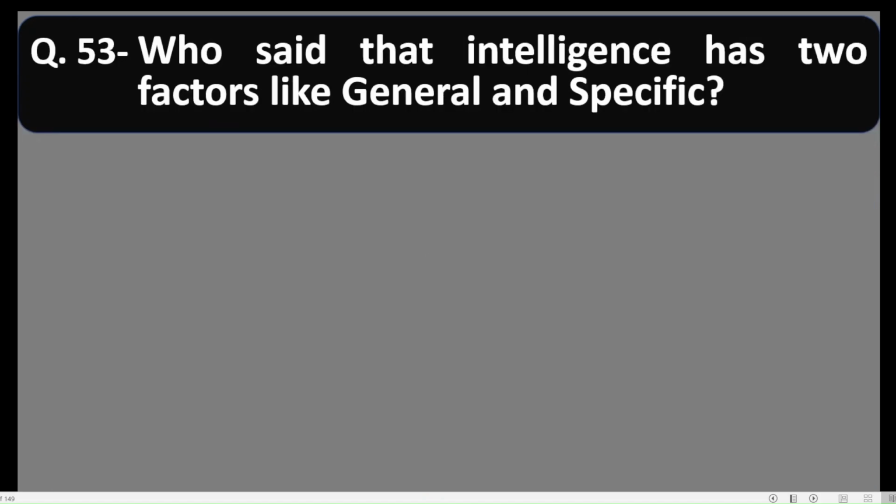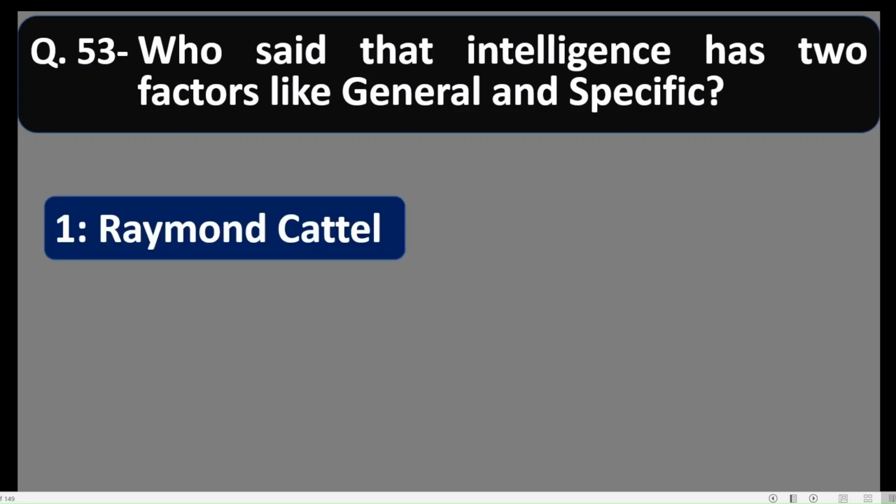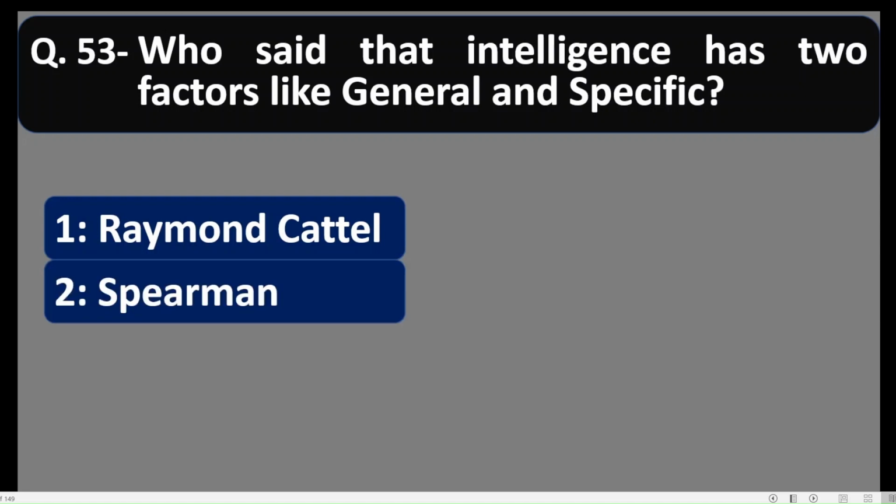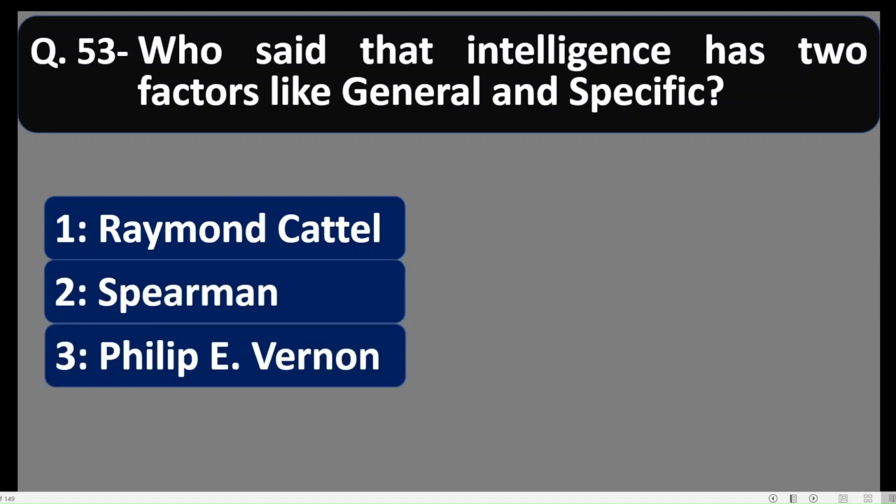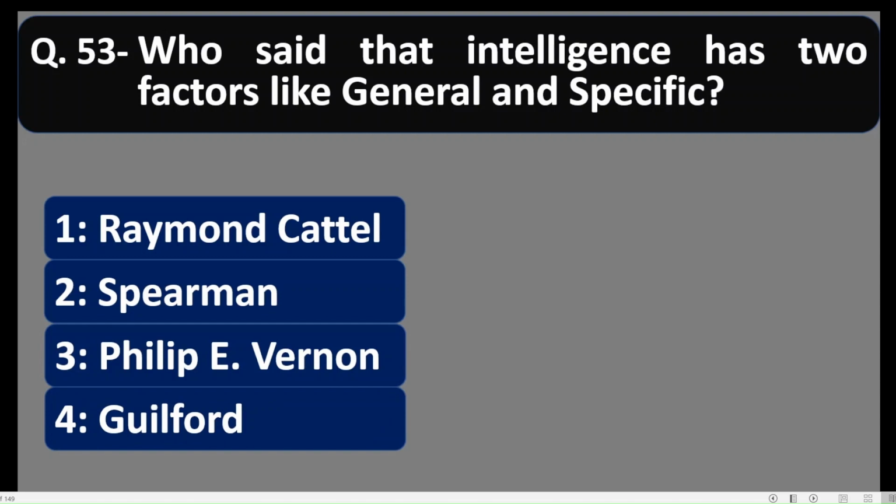Question number 53. Who said that intelligence has two factors like general and specific? Two-factor theory of intelligence. Who has given this? Let us see. Raymond Cattell, number 2, Spearman, number 3, Philip E. Vernon, number 4, Guilford. So the correct option is Spearman. He has given two-factor theory, out of which one is general factor and another is specific.